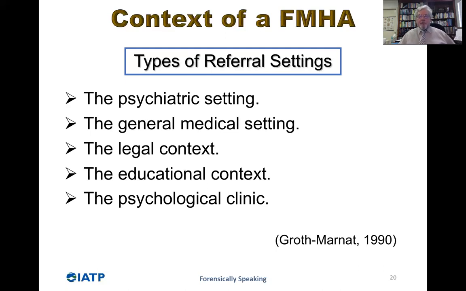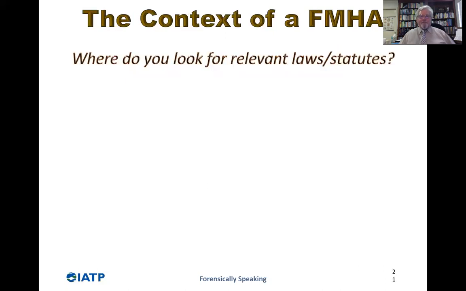It could be a school setting. It can be a psychological clinic. So all of those are different referral settings. Your language is going to be different. Your direction, the answer to the referral question that you would receive from all of these different settings is going to be different. Your report may be long or short, actually, depending upon the setting that you received the referral.